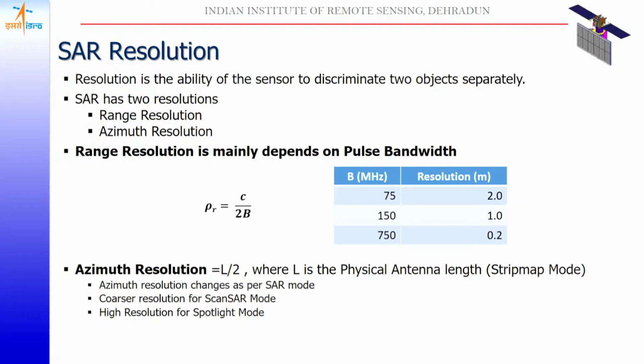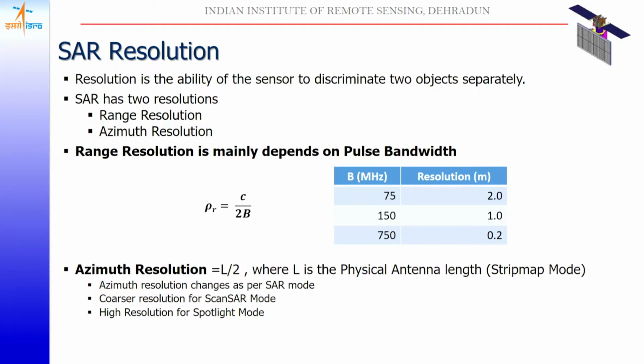Unlike the optical sensor, where we have a single resolution, like if we have a Sentinel-2 image, or an Indian sensor like Cartosat-2S, we have either 10 meter or 2.5 meter. So it is a single resolution for optical images. But in the case of SAR, there are two resolutions in both directions, called range and azimuth direction. Range is the across track direction and azimuth is the along track direction.